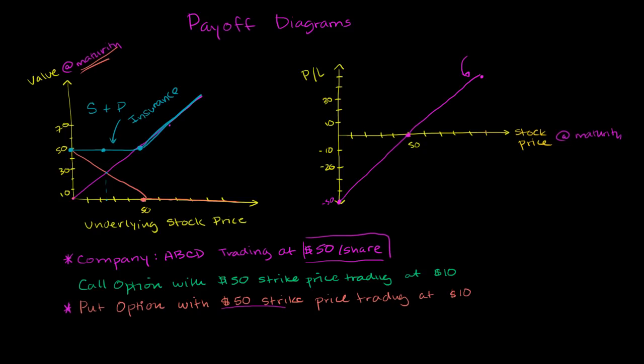And of course, if we were to draw the same graph over here, we would shift it down by the amount you pay for the stock and for the $10 that you're paying for the put option. So you would shift this graph down by $60, because that's what it cost to go into this position.